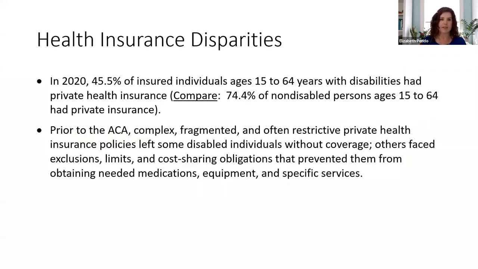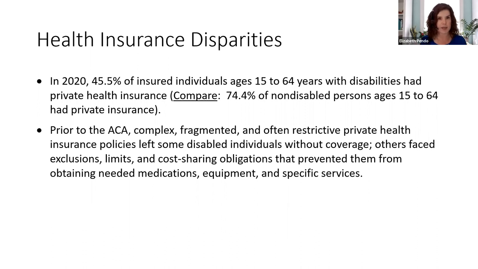Okay, here's just some basic information, right? This was in the paper. You might be familiar with this. If we're talking about private health insurance, that's health insurance that you get through work, or maybe that you purchase on the marketplace, or it could also be TRICARE. That private type of insurance, a little under half of insured individuals who are adults with disabilities had that private insurance. That's a much smaller proportion than working age adults who do not have disabilities. As you can see, it's almost 75%.